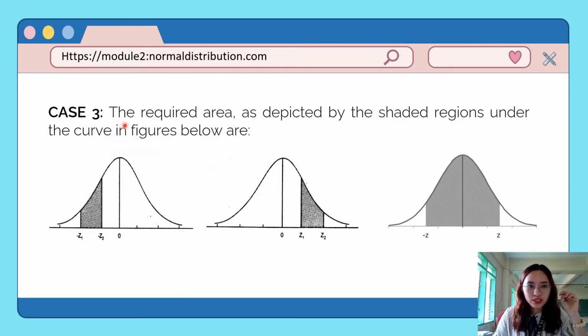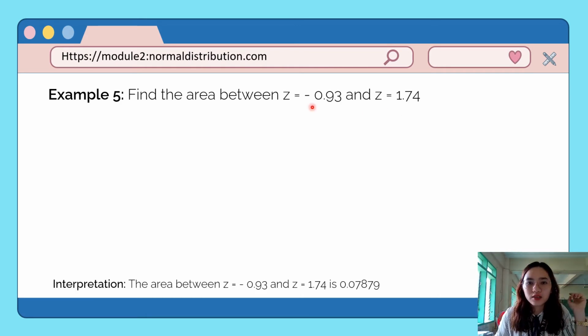Okay. Next. So, next na required area natin ay ito, yung mga between ng mga z's natin. So, itong unang figure, ang hinahanap dito is yung between ng negative z's natin. And yung second figure naman, yung hinahanap ay yung between ng positive z's natin. At yung third figure, yung hinahanap is yung between ng negative z at ng positive z. So, let's have an example for each figure. So, una, yung between ng negative z at ng positive z. Find the area between negative 0.93 at ng 1.74.